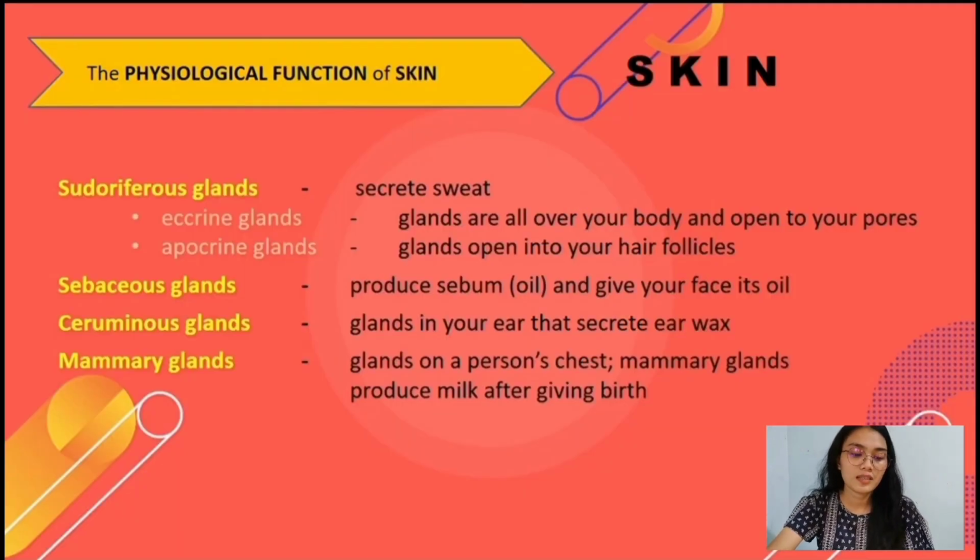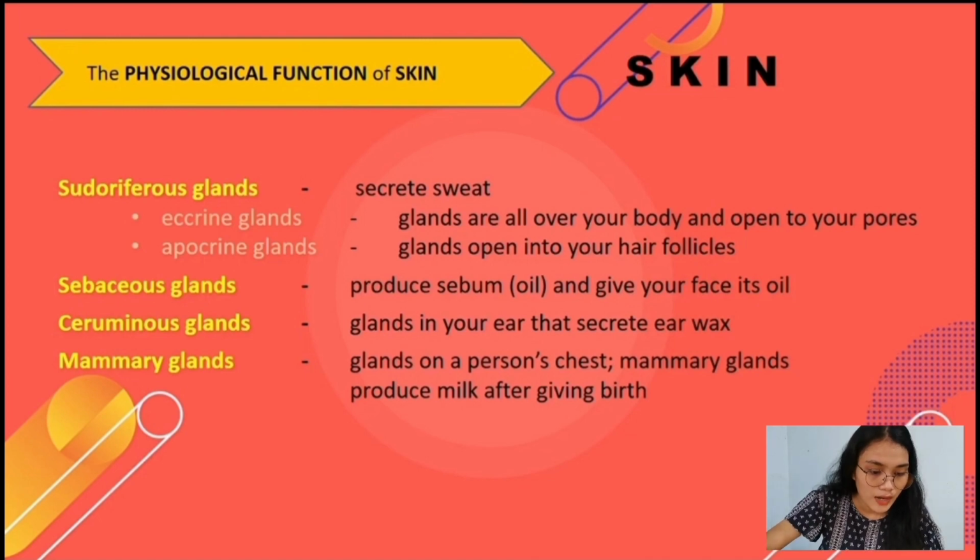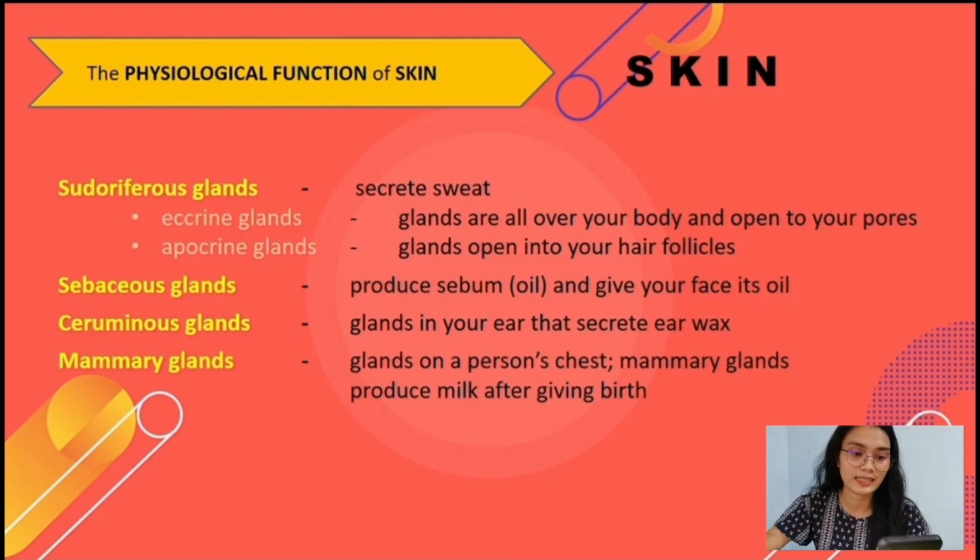So in integumentary system, we will be talking about the different kinds of glands. It's because the excretion of skin is via the production of sweat by our glands. So we have here 4 different glands named the sudoriferous glands, sebaceous glands, ceruminous glands, and the mammary glands.